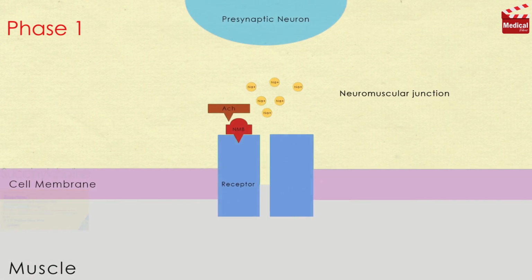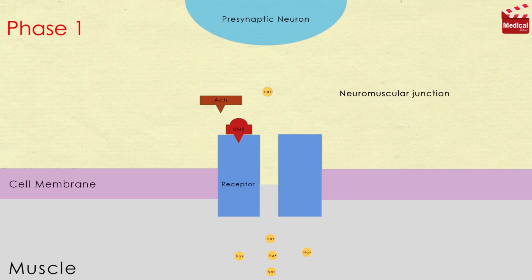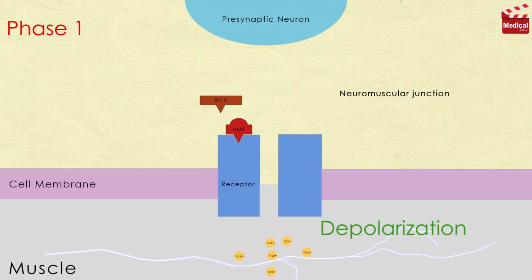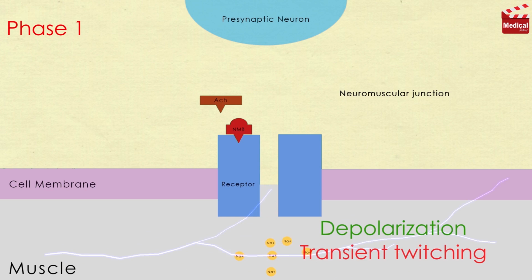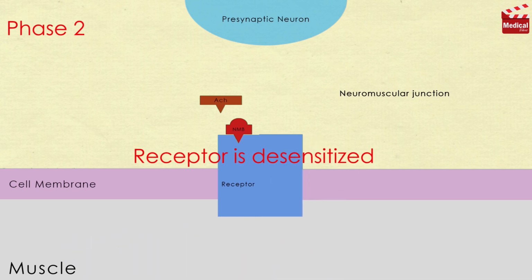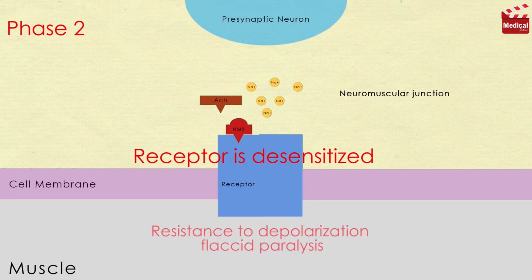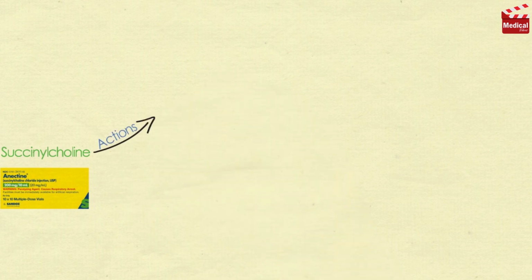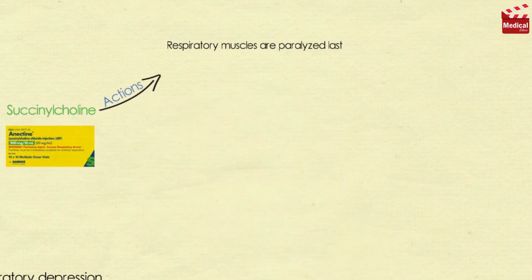So in phase 1, the depolarizing agent first causes the opening of the sodium channel associated with the nicotinic receptors, which results in depolarization of the receptor. And this leads to a transient twitching of the muscle. Then in phase 2, the membrane repolarizes, but the receptor is desensitized to the effect of acetylcholine. Continued binding and continuous depolarization renders the receptor incapable of transmitting further impulses, causing resistance to depolarization and flaccid paralysis. As with the competitive blockers, the respiratory muscles are paralyzed last.